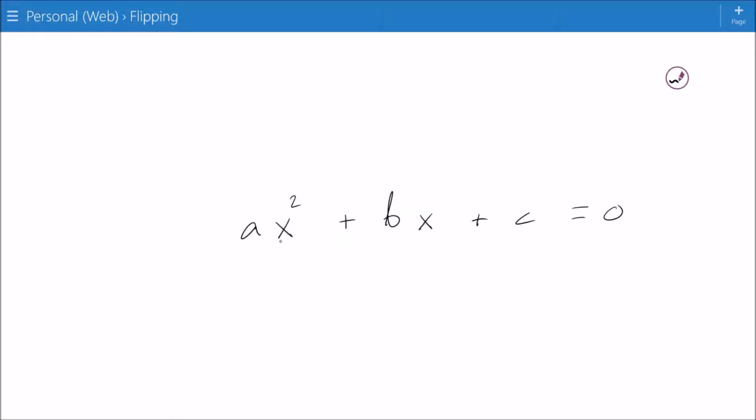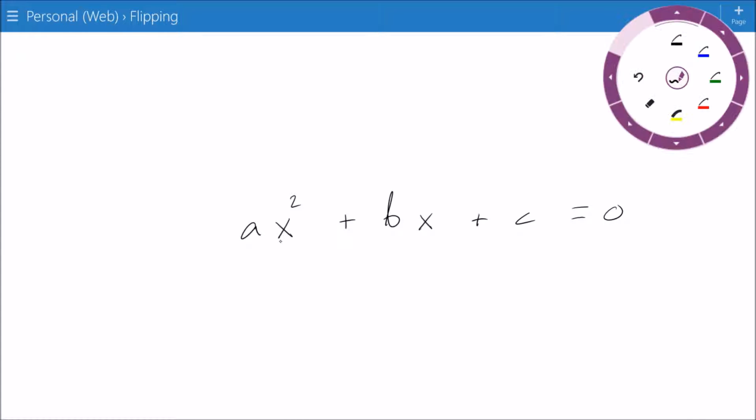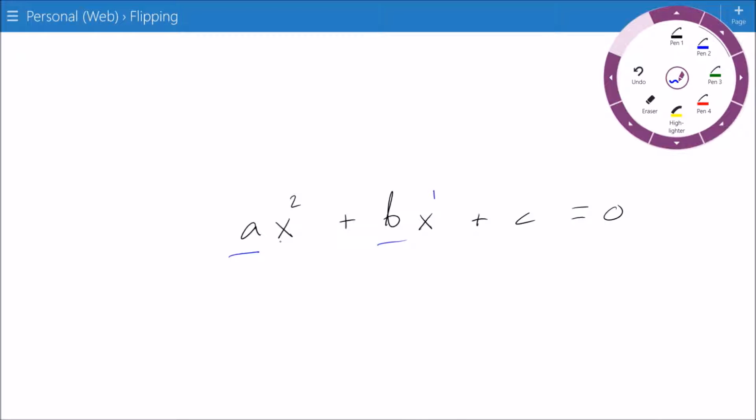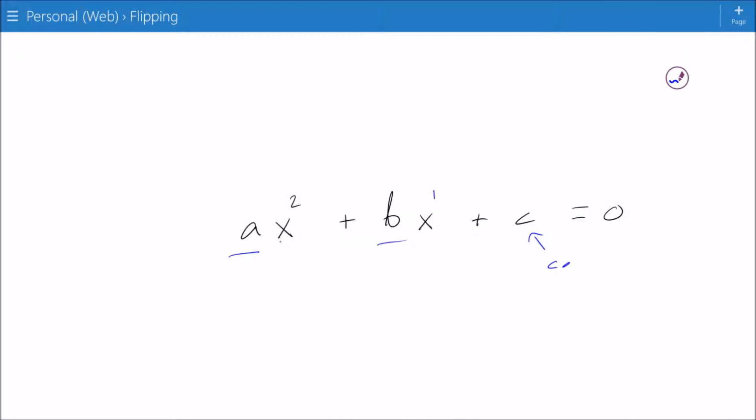Hello, we are going to look at how to factor quadratic expressions and equations. I'd like to draw your attention first of all to the basic format we are going to be working with. A and B are going to be coefficients for x to the second power and x to the first power. There's an invisible 1 there, don't forget. And C will be for our constant.